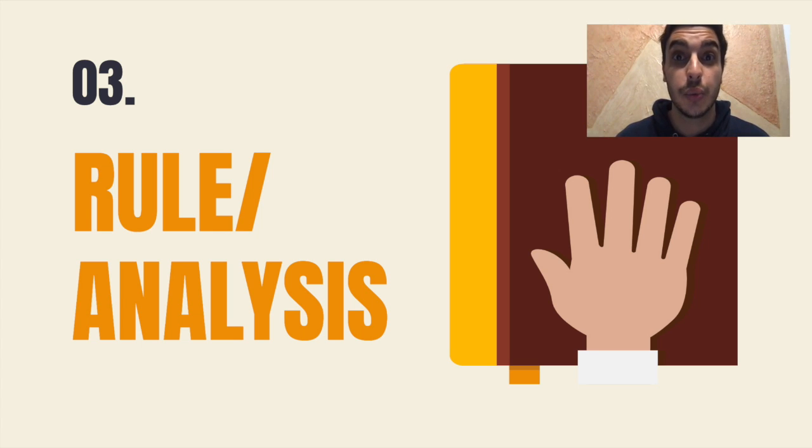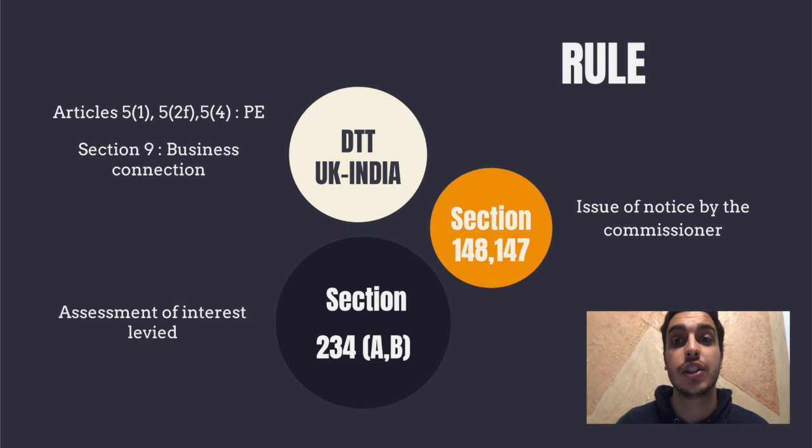Then, as regards the rule for the case, the most important legal sources would be, on the one hand, the Double Taxation Treaty between India and the UK, especially Articles 5.1, 5.2, and 5.4, which describe the conditions for a permanent establishment, and Section 9, which explains what classifies as a business connection. Moreover, we have Sections 148 and 147, which relate to the issuance of notice by the Commissioner, and finally, Sections 234A and B for the assessment of the interest levied.